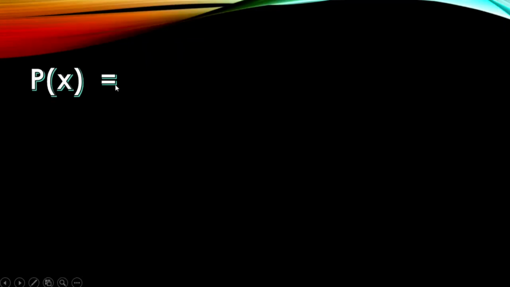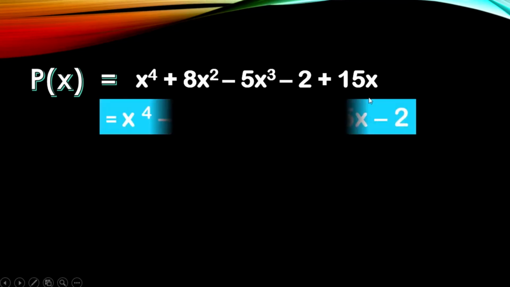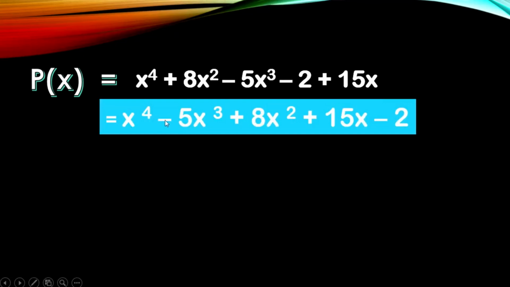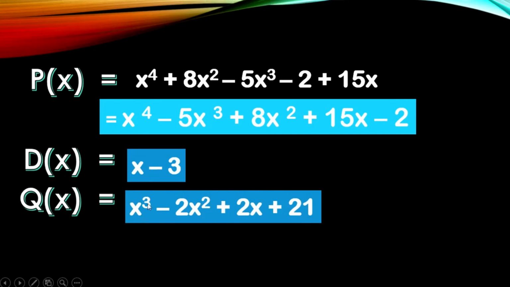Okay, now i-rewrite natin sa polynomials. We have p of x, or the dividend is x raised to 4 plus 8x squared minus 5x cubed minus 2 plus 15x. In standard form, it is x raised to 4 minus 5x cubed plus 8x squared plus 15x minus 2. Then next, we have the d of x, or the divisor is x minus 3. And then the quotient, or the q of x, is equal to x cubed minus 2x squared plus 2x plus 21. And the remainder is 61.